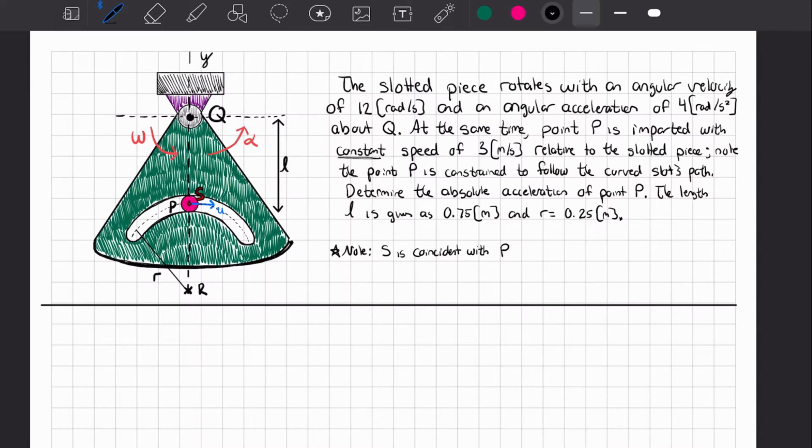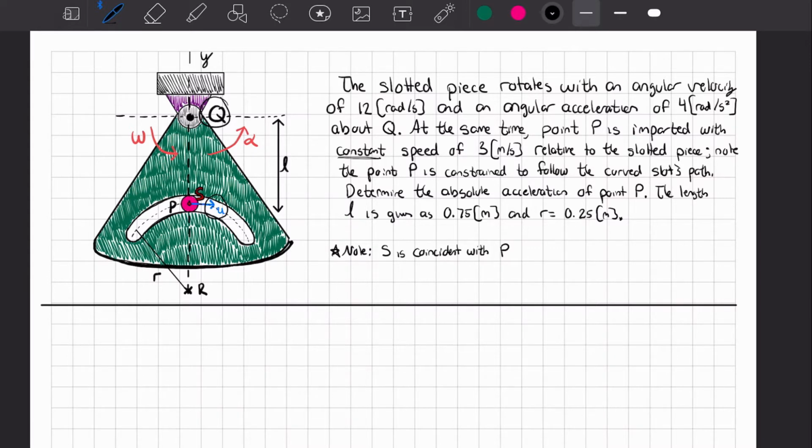So let's read the problem statement. The slotted piece rotates with an angular velocity of about 12 radians per second and an angular acceleration of 4 radians per second squared about point Q, which is right here. At the same time, point P is imparted with a constant speed of 3 meters per second, and that's given by u, and that's relative to the slotted piece. Note that point P is constrained to follow the curved slot's path, and then we are asked to determine the acceleration of point P. And then we're given some geometrical data for the length L and also little r as measured from big R.